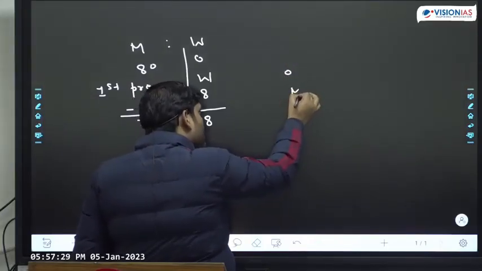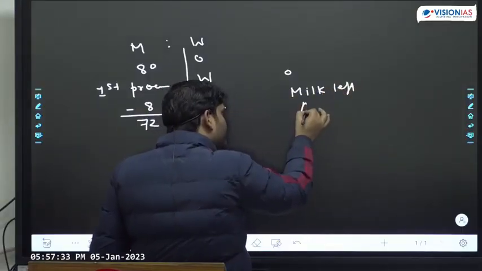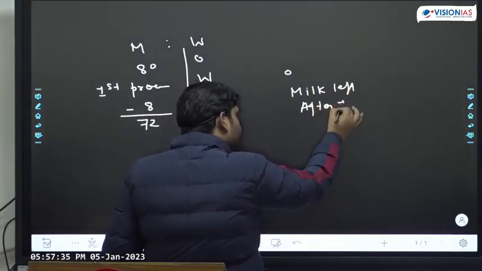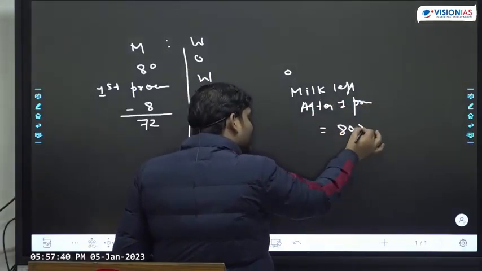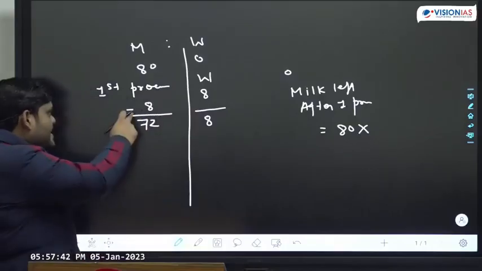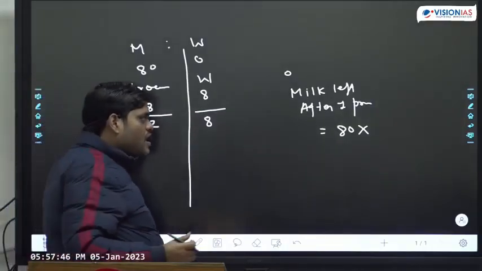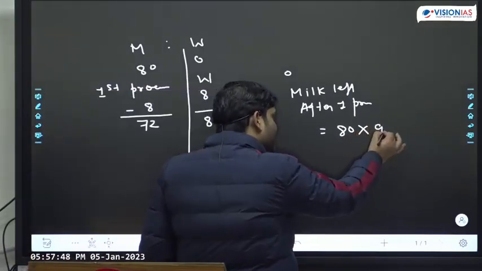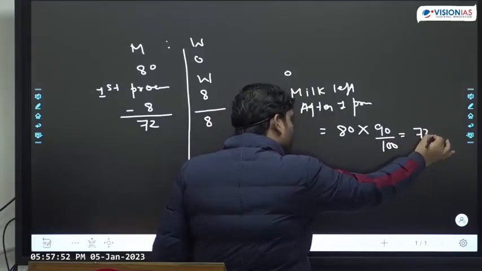So from here I can say the milk left after the first process, initially 80 liter was there. When you are taking 8 liter out, that means you are taking 10% of milk out. So how much is left? 90% is left. That means this becomes 72 liter.